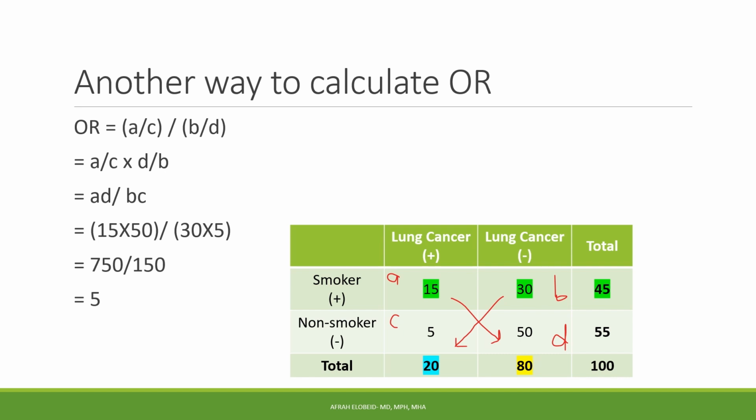You just fill the 2 by 2 table and then multiply A by D, the same X you see here on the screen, which is 15 times 50, divided by B times C, which is 30 times 5. I hope this is simple enough to explain how to calculate the odds ratio.